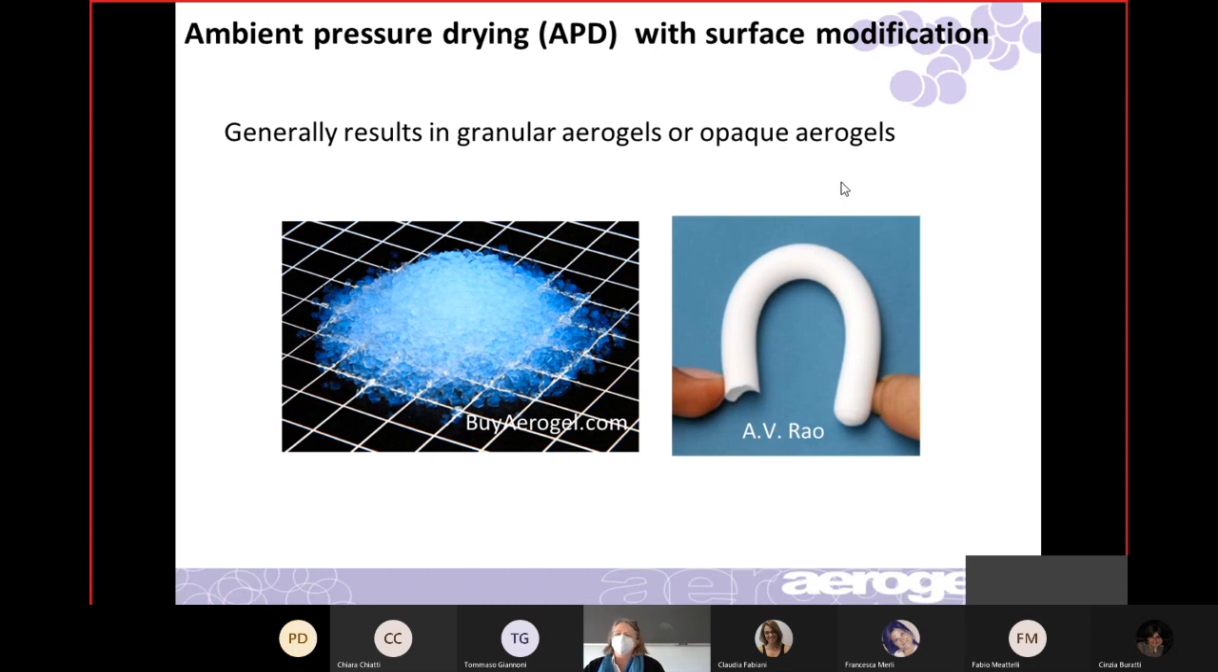This is from a group in India, Dr. Rao, who's been in the aerogel world forever. He came to visit us and he showed us these aerogels. It was very cool.